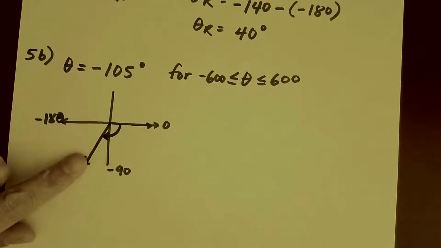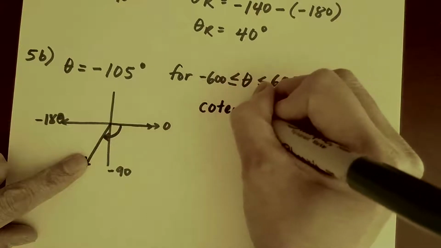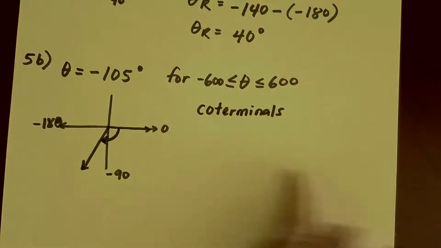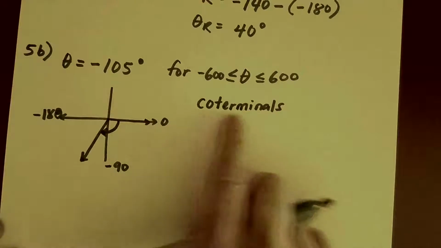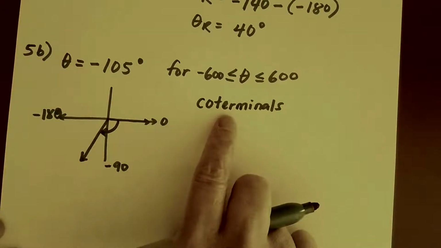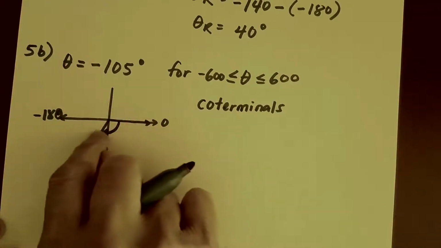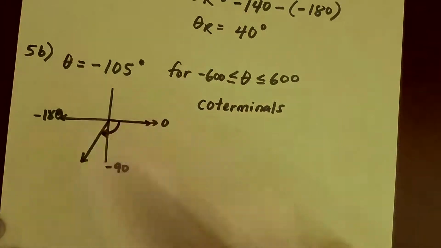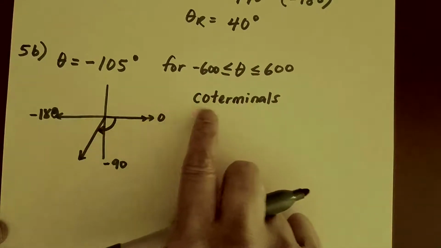Now we're going to look for coterminals. How can we figure out the coterminals of this angle? Coterminal means that even if you go around a few times, either clockwise or counterclockwise, we're going to stop at the same terminal arm. That's what coterminal means. In lesson one, we talked about the formula to find the coterminals.